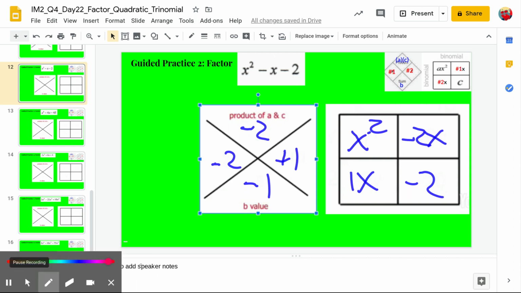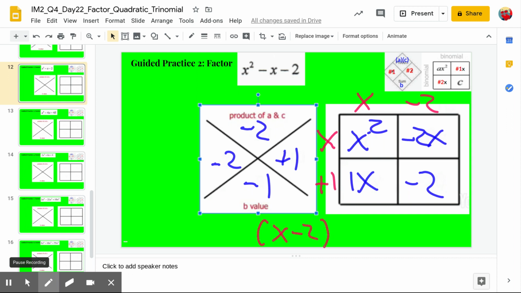I'm going to start in the upper left. Going across, my GCF is x. Upper left going down, my GCF of x squared and 1x is x. All right, going across the top again, x times what is negative 2x? Negative 2. Going down the first column, x times what is 1x? Just positive 1. So you should have x minus 2 times x plus 1.